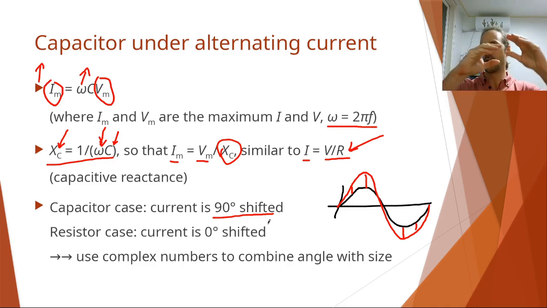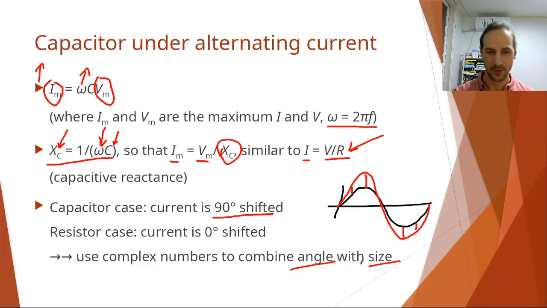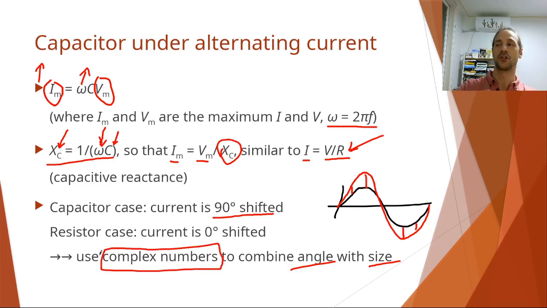So now we have two things we have to know in our circuit. First of all, how much are the maximum current and the maximum voltage related to each other? What is the relationship? What is the ratio? That is like a size, and then the angle: how much is it shifted, positive or negative? So we have an angle, we have a size. That is something we can describe with complex numbers. Instead of having two numbers, a size and an angle, we use a complex number, which is just made up of two numbers.